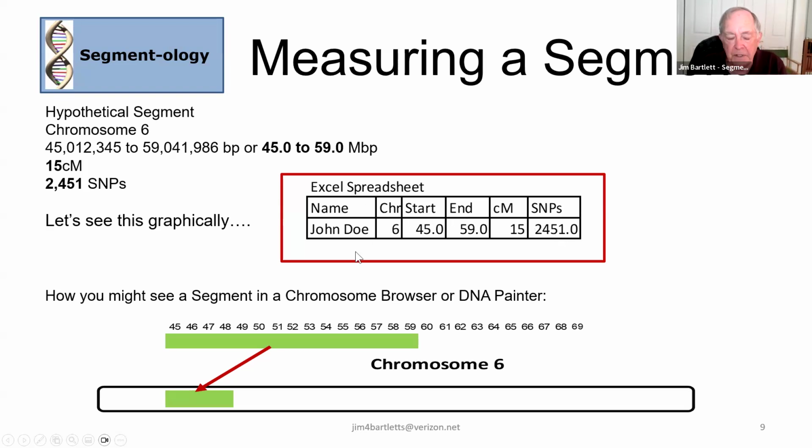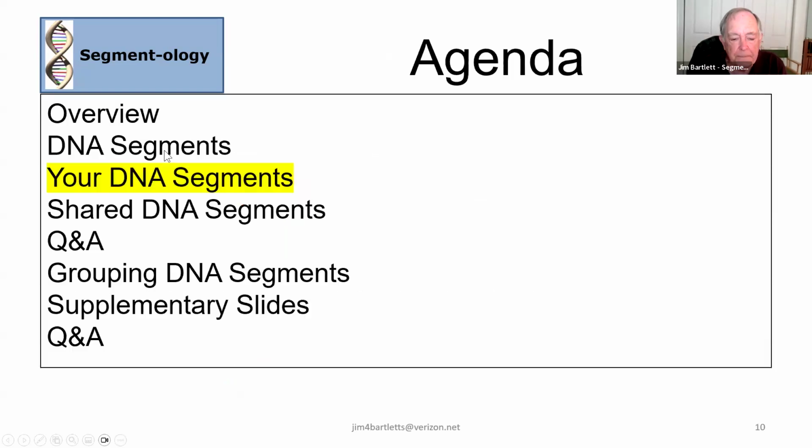Okay, that's a graphical form. That's what I put in a spreadsheet. You might see it in a chromosome browser or in DNA Painter. I don't know how many of y'all have used DNA Painter, but from 45 to 59 on chromosome 6 would be about where this green block is, right here on chromosome 6. So that'd be a graphical way to look at it. All of these things are exactly the same, okay? They're just different ways of looking at it. Some people prefer the graphical way. I like to use the spreadsheet way. Often in a text, you'll see it this way. Okay, so those are just segments.